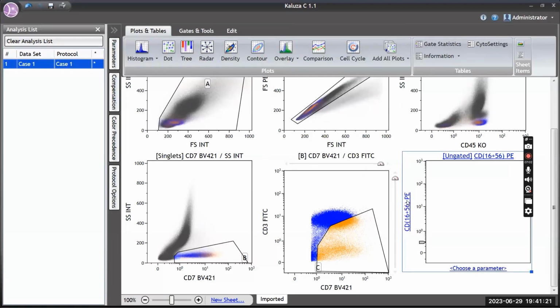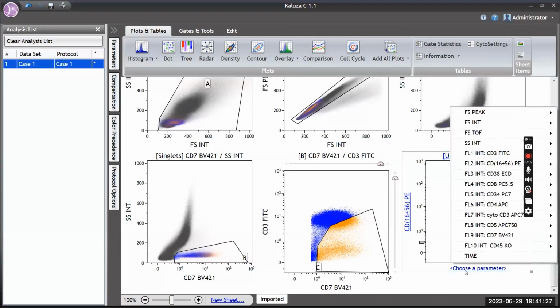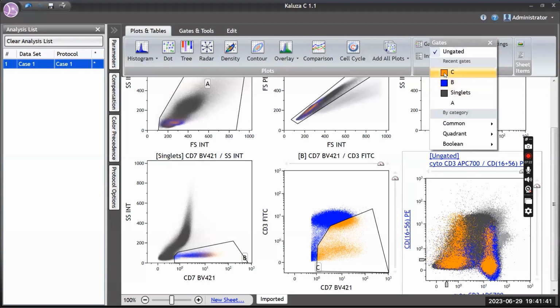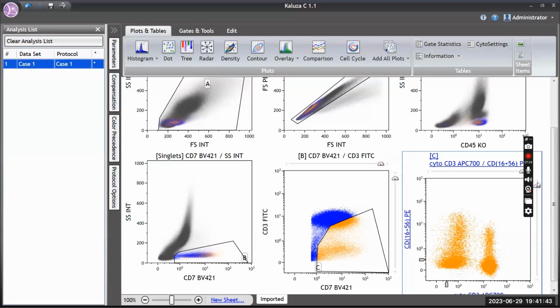Now to discriminate NK cells, I'm adding CD16/56, and to remove all non-T cell populations which are expressing CD7, I'm adding a very specific marker for T cells, which is cyto CD3. Now let me get this particular population. As soon as I do, I can find 4 populations.